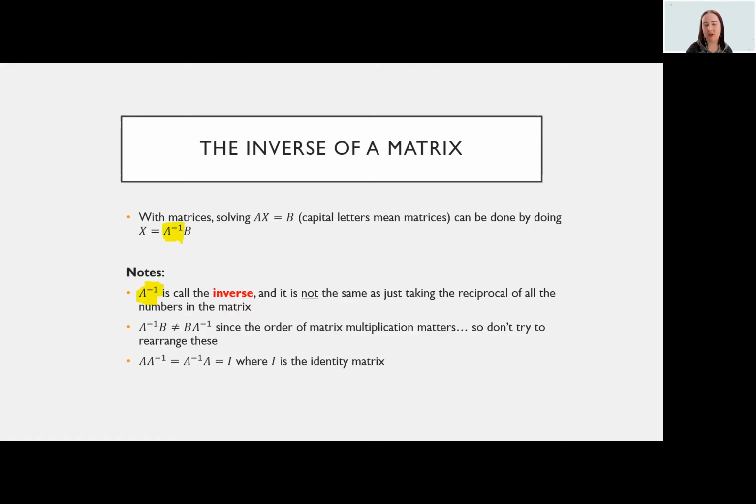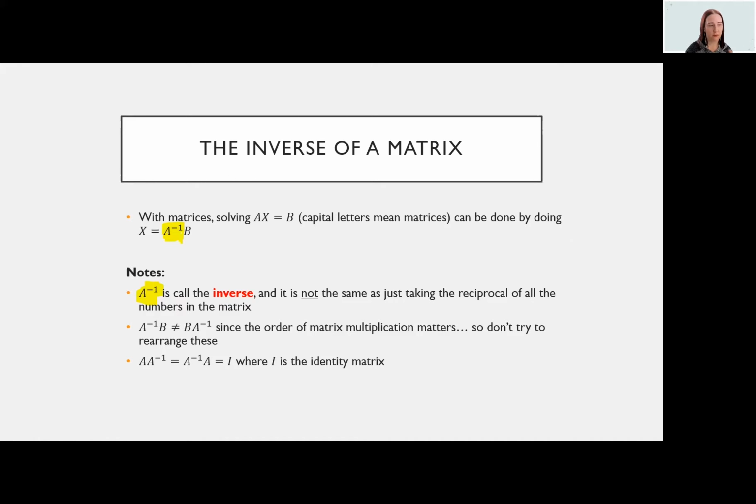So you have to do it in the order a to the negative 1 times b. It must be in that order. If you try to do it in another order, it's not going to work. So you have to do it in a specific order.